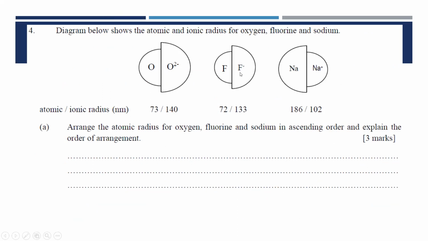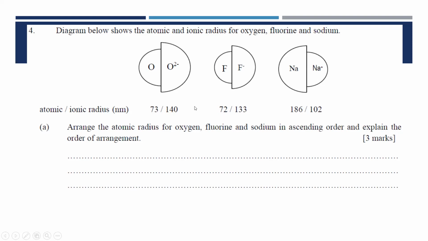Fluorine atom is smaller than fluoride ion. However, sodium atom is bigger than a sodium ion. Okay, so they have different trends. Atomic radius is 73, 72, 186, but in terms of ionic trend, it is 140, 132, 102 in here.